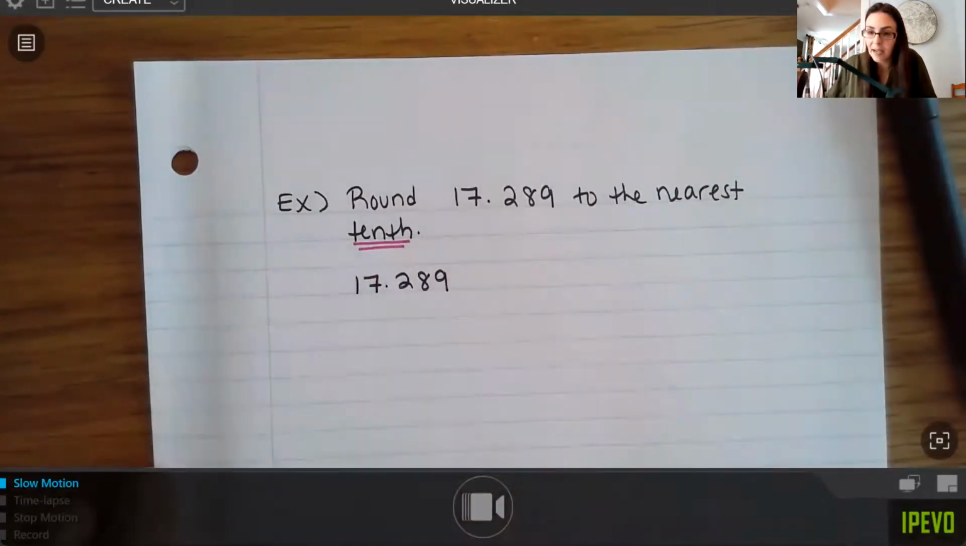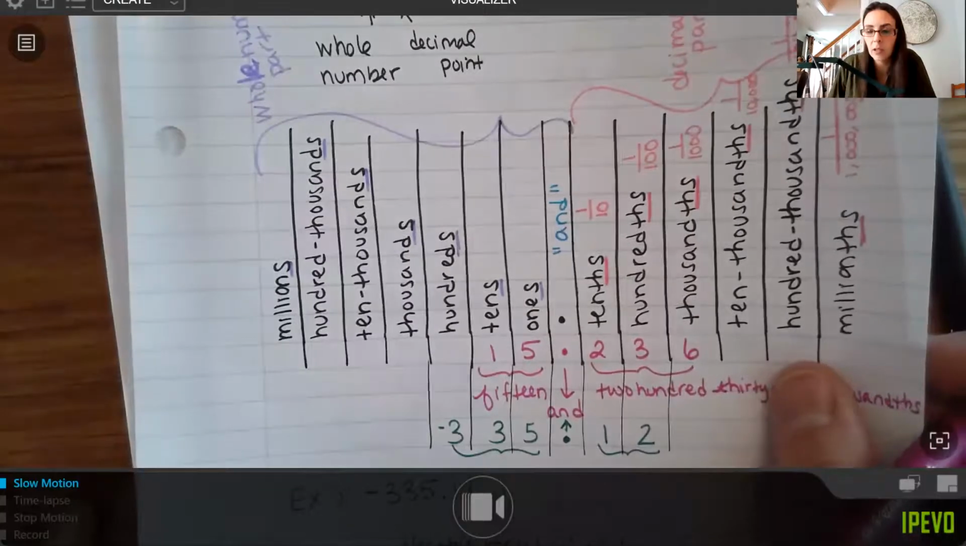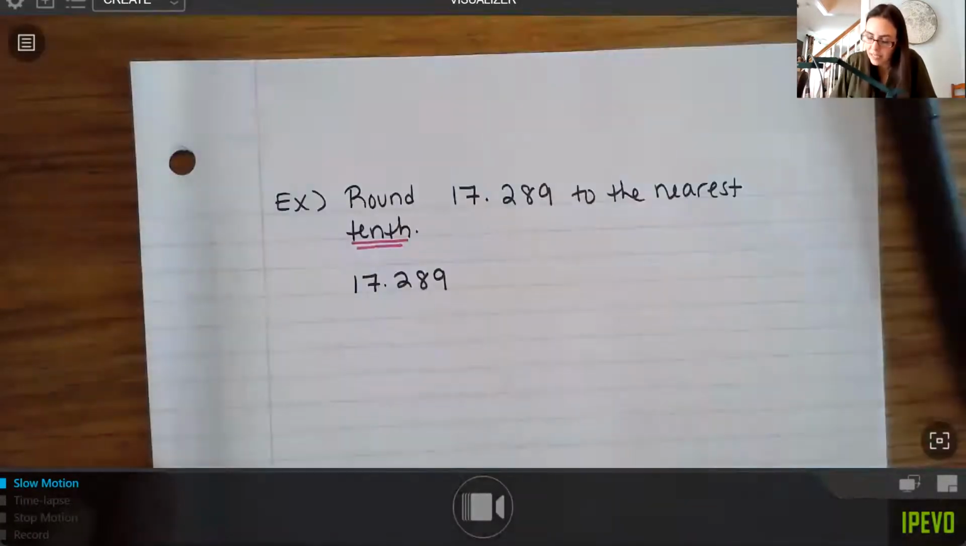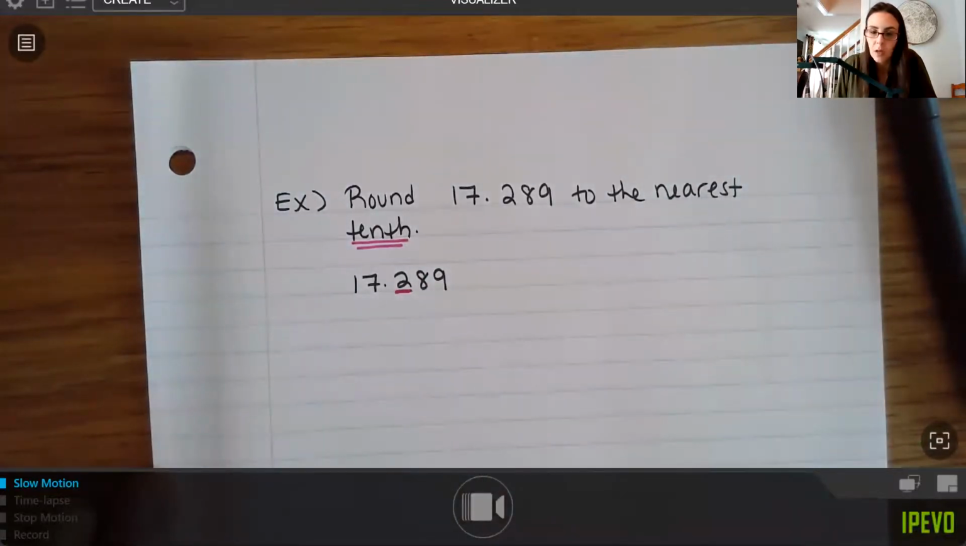Now, again, if you need to take out that place value chart to see what position you're in, then go back and take out your place value chart. Keep it with you for a little while until you're comfortable with this notation and the wording here. So our tenths position is the first position to the right of the decimal. So we're looking at this position being our final digit. And we look to the number to the right.